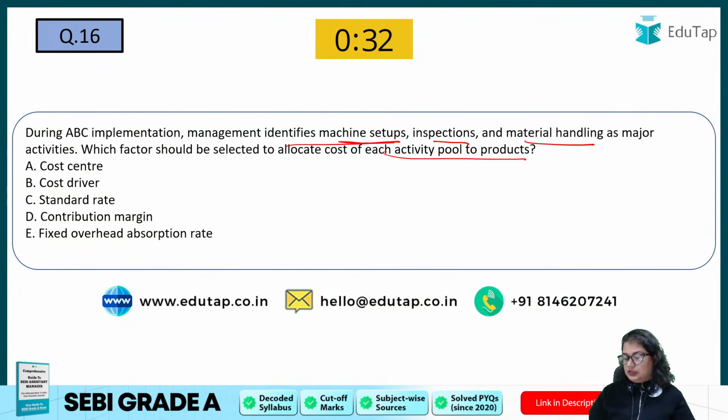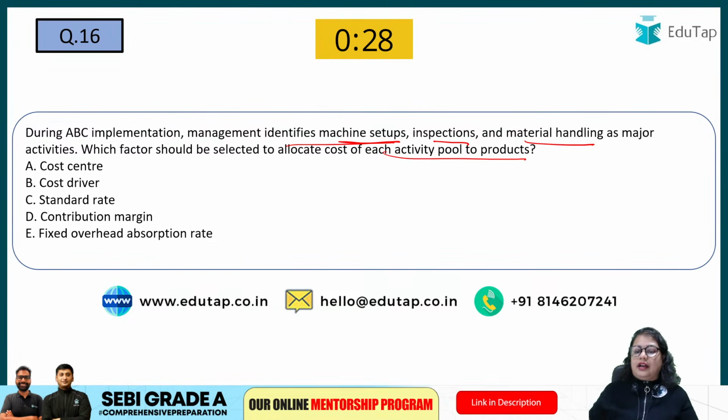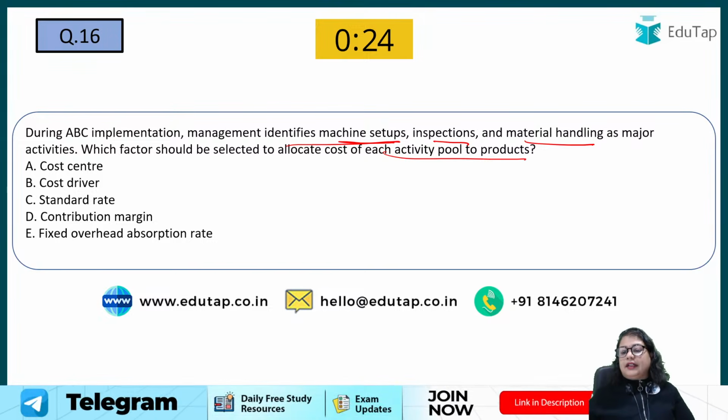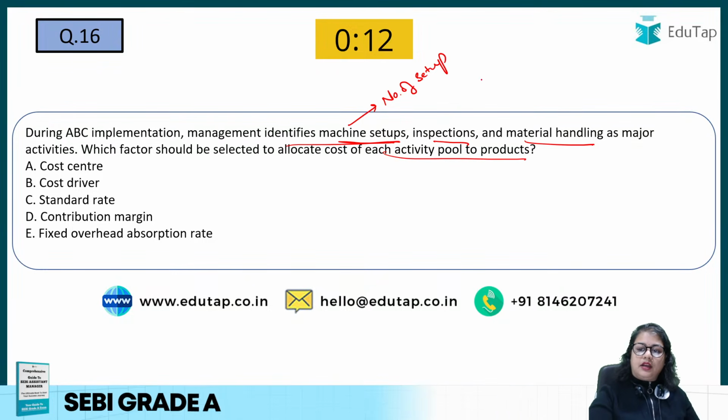We should know this, right? Different cost drivers will have impact on different activity pools or different activities that are incurred to make the product, right? So it identifies the machine setups. For this machine setup, what can be the cost driver? The number of machine setups, the number of times it has to be set up, and for the inspections, the number of times you have to inspect.